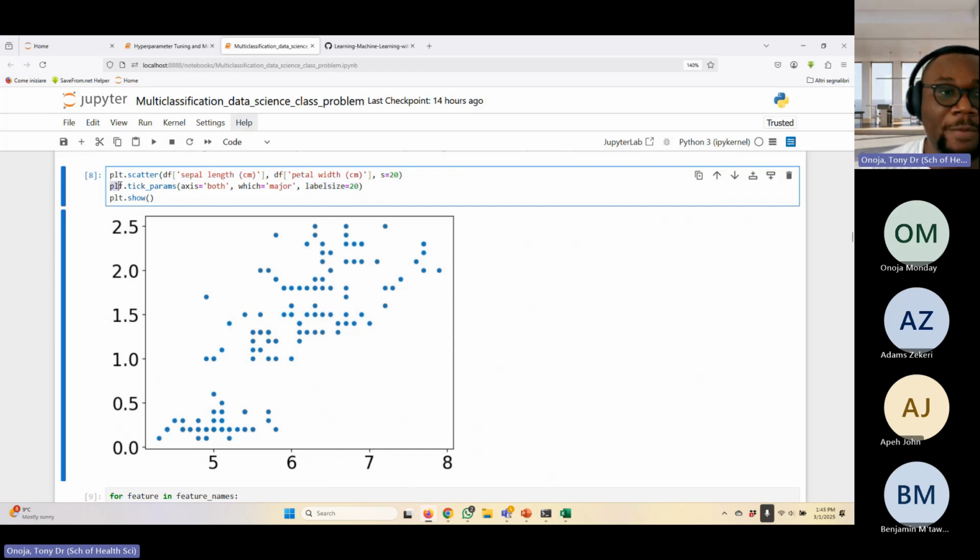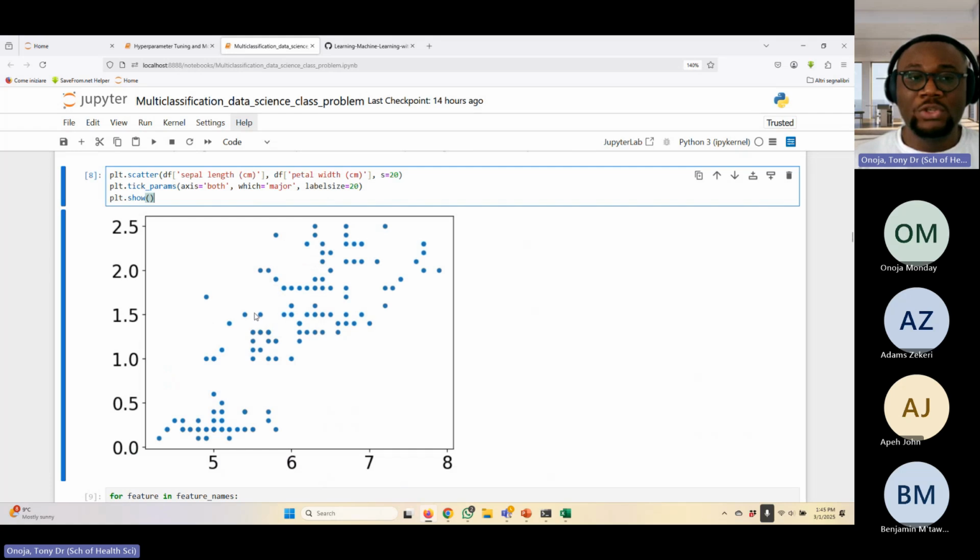You could see that for you to do that, you need the plt.tick_params to do that. You could increase it to any size, if you like, say 50. Now, the reason I'm showing you this is because if you are producing a manuscript, you have to be very, very careful.